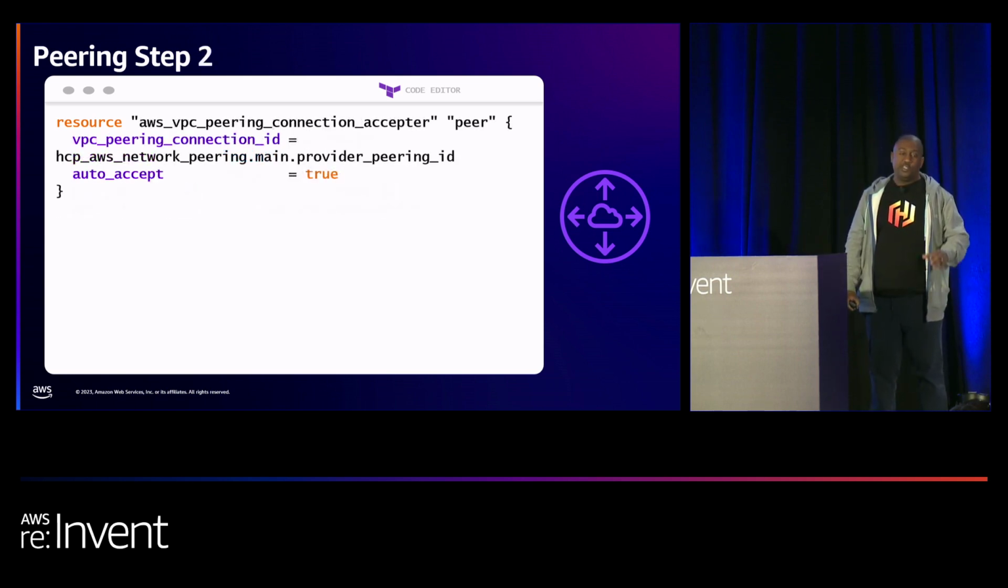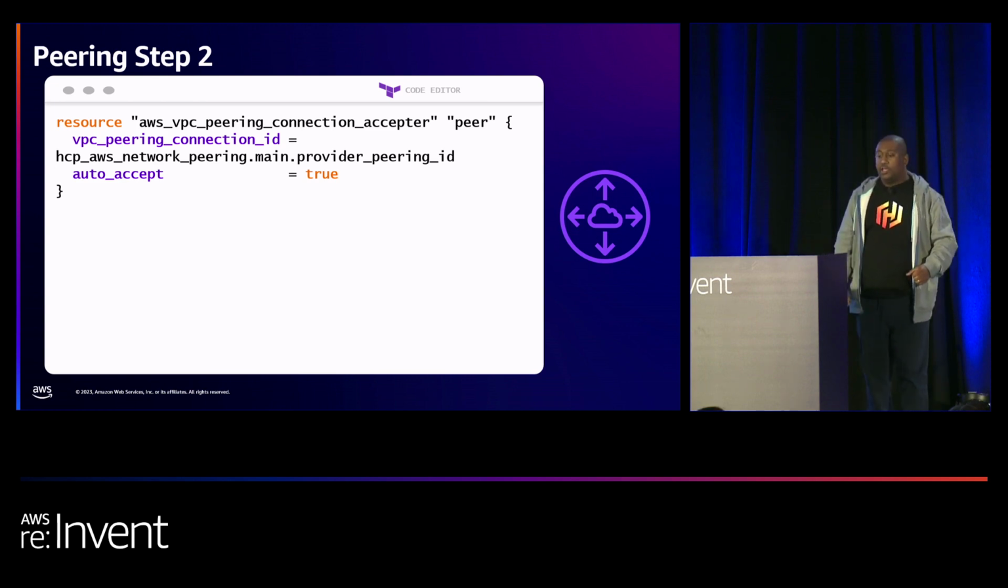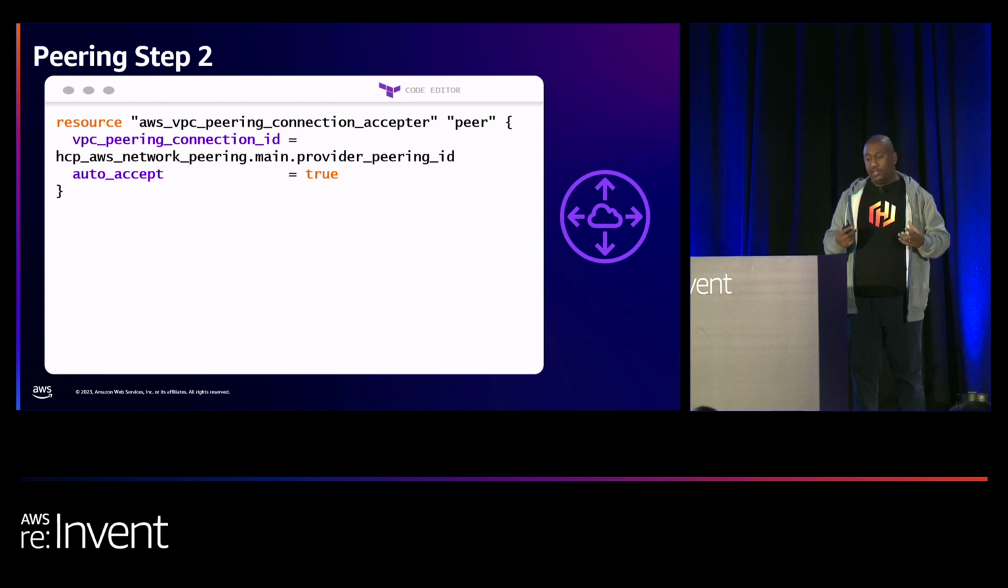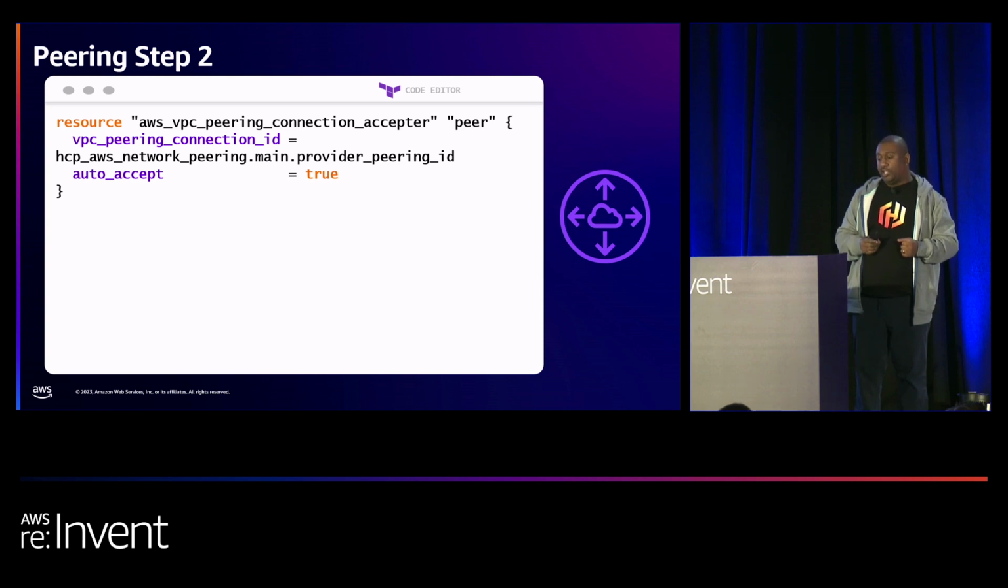Now, step 2 is from the AWS side of things, right? So we want to accept that peering connection request. We have this acceptor resource. It's very straightforward. We're literally giving it the connection ID, which we're interpolating from the peering request we've just created, and we are setting it to auto accept, right?